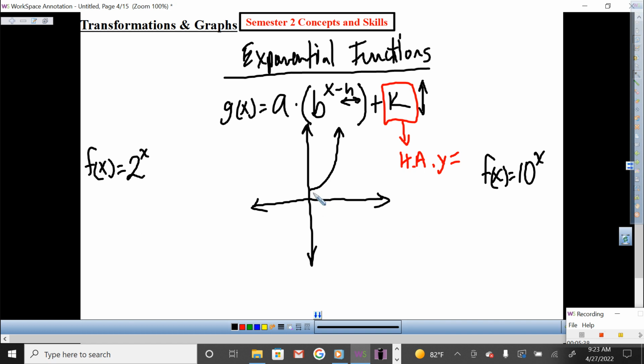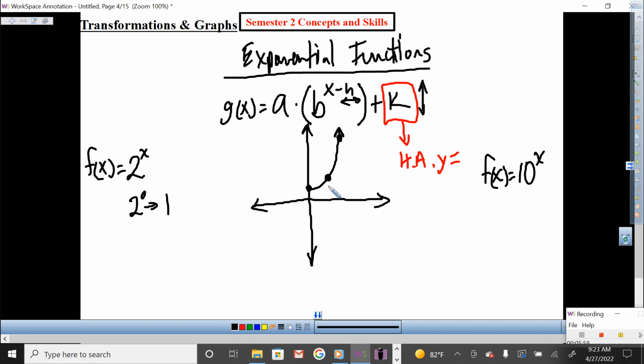Now, what are the points that I'm plotting here? Right there and right there. This point is (0, 1). How did I get that? By substituting 0 for x right here. So what is 2 to the 0? 1. So 0 for x, 1 for y.